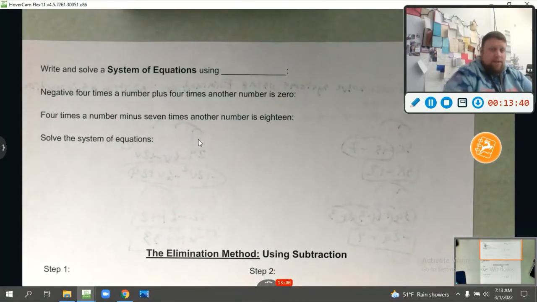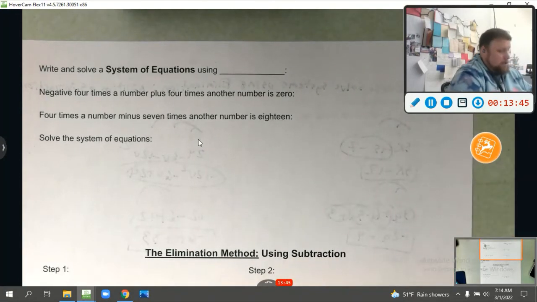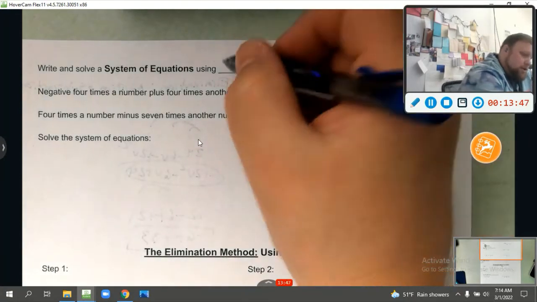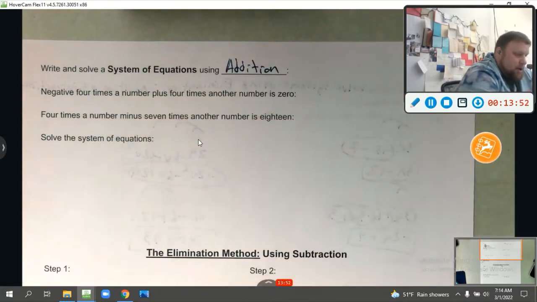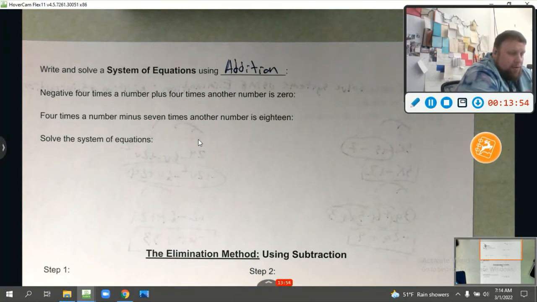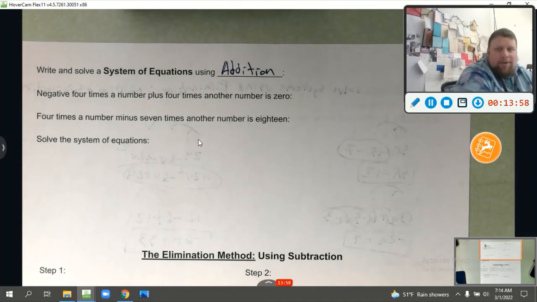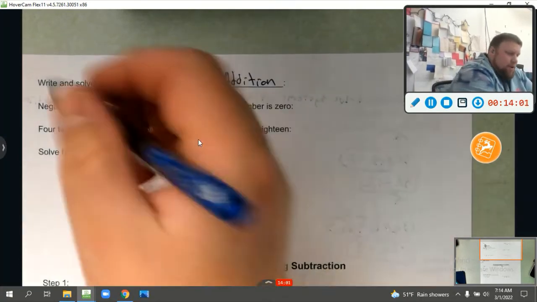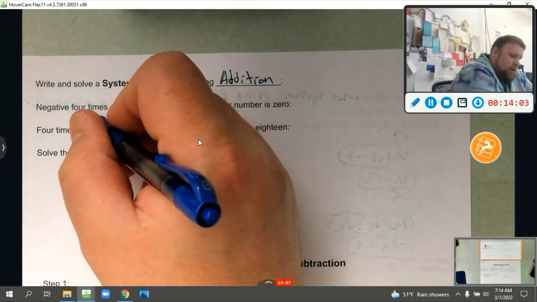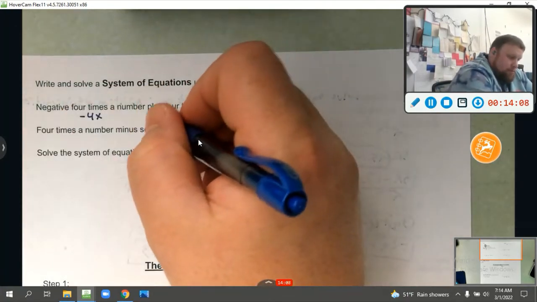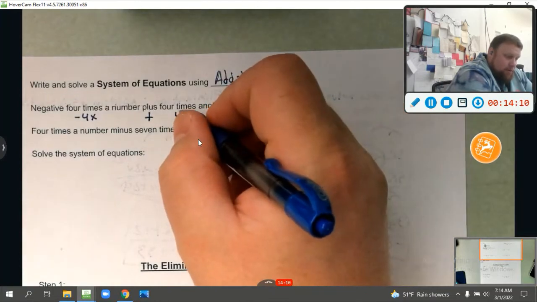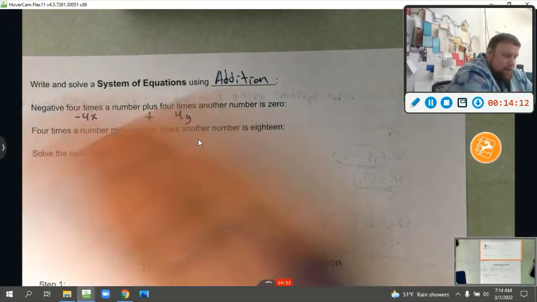Write and solve systems of equations using addition. -4 times a number plus 4 times another number is 0. When we use a number and another number, we're talking about x and y. So -4 times a number would be -4x, plus 4 times another number, 4y, is 0.